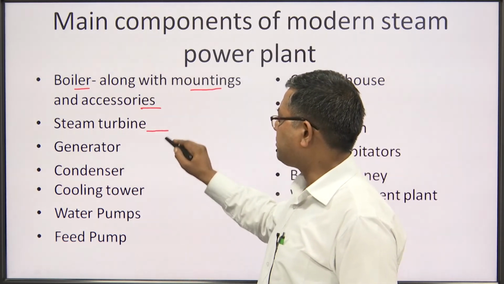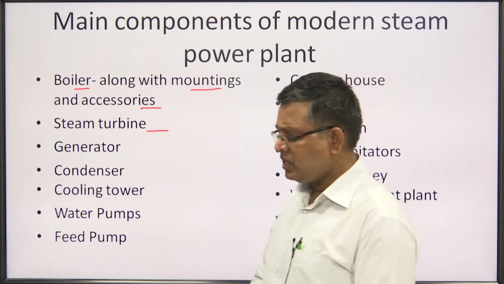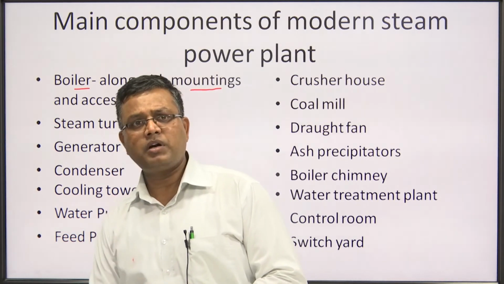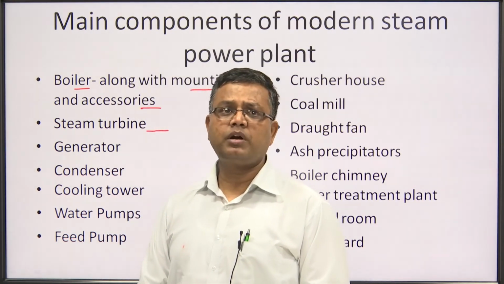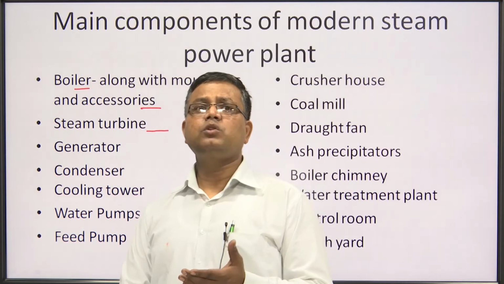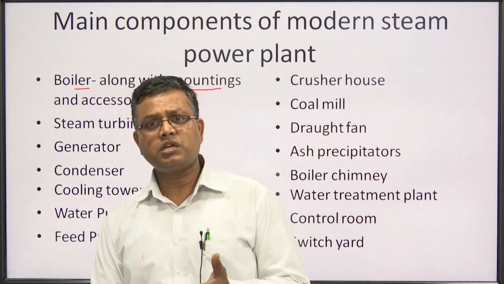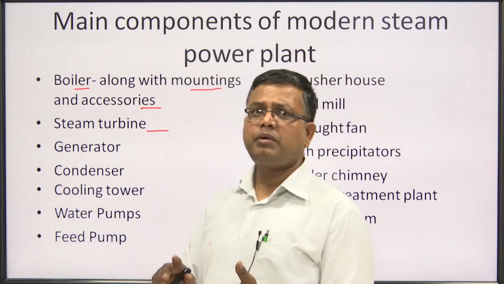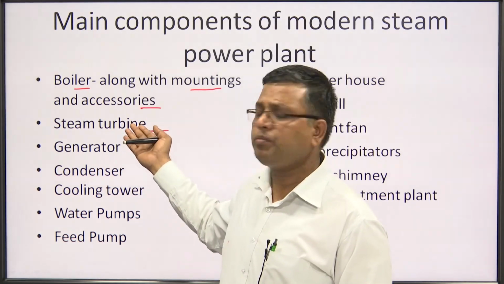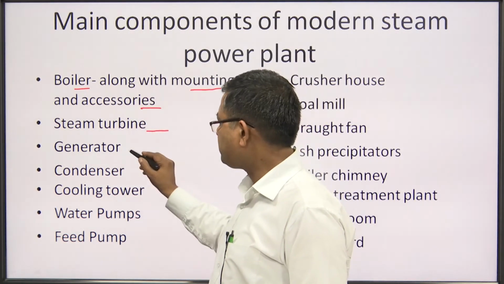Next one is the steam turbine. Turbines are different for different power plants. The turbine used in a hydraulic power plant is known as a hydraulic turbine. The turbine used in a gas based power plant is known as a gas turbine, and the turbines used in steam power plants are known as steam turbines.